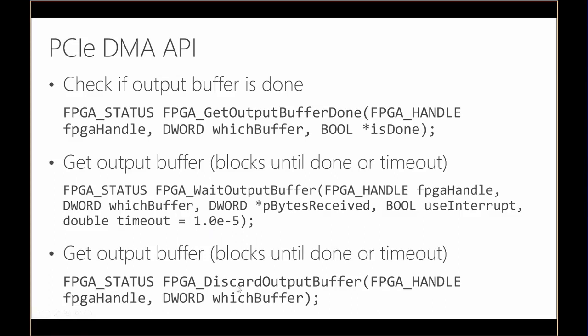And the FPGA discard output buffer allows the user to discard an output buffer after its contents have already been consumed and are no longer needed. Every time the user has finished consuming the data in the output buffer, you should invoke this to discard the buffer for future use.